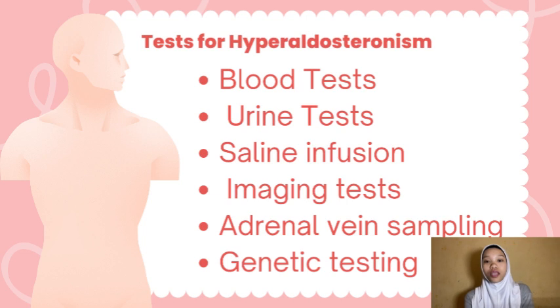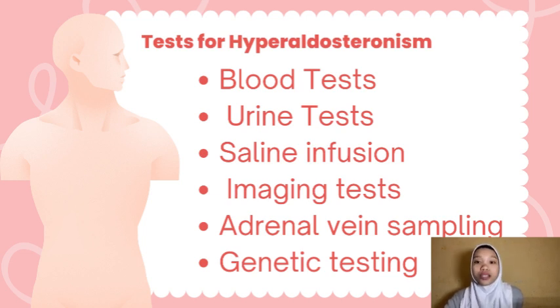So next is the test for hyperaldosteronism. So first is the blood test. So your doctor will do blood tests to check your potassium aldosterone and renin levels. So low potassium and high aldosterone can mean primary hyperaldosteronism, while high renin can mean secondary. So next is the urine test. So these tests are done over 24 hours to check if there is too much potassium in your pee. However, some doctors feel these tests aren't the best way to diagnose this condition.